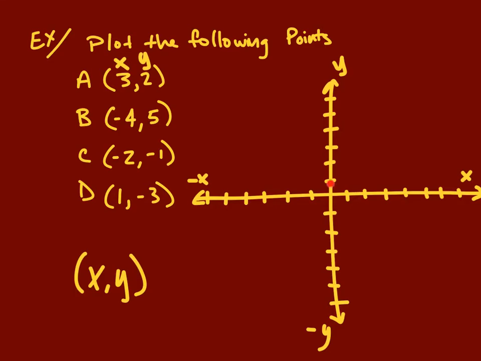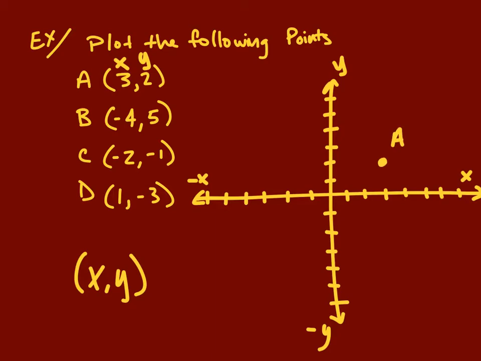So let's start at the origin. The origin is the center of my graph, and if my x value is 3, I'm going to move over 3 units. So 1, 2, 3. Then I want to either move up or down. My y value is 2, so I go up 1, 2, and that's where I'm going to plot a point and name it point A.